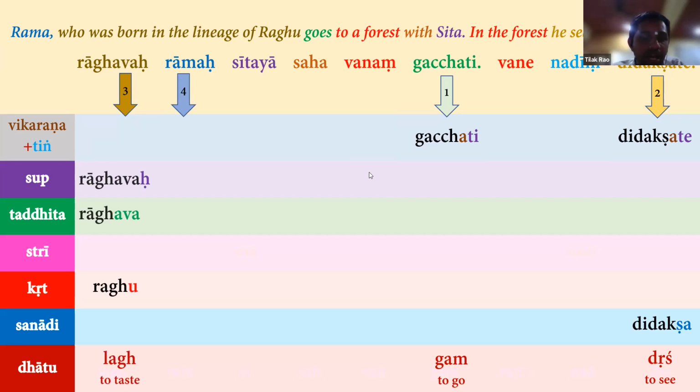And raghavaha. Raghava actually is from laghu. Laghu is a dhatu; la becomes ra. By adding krit, it becomes raghu. By adding tadhita, it becomes raghava. By adding sup, it becomes raghavaha. So to this dhatu, we added 3 pratyayas: first krit, then tadhita, then sup, and we get raghavaha, son of Raghu.